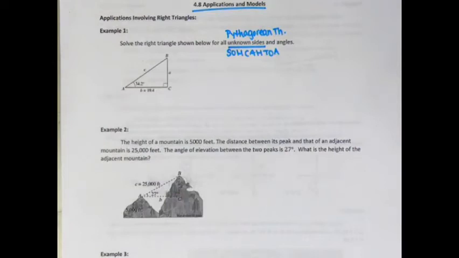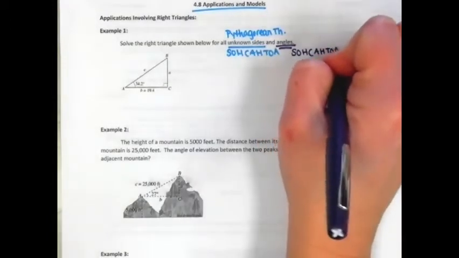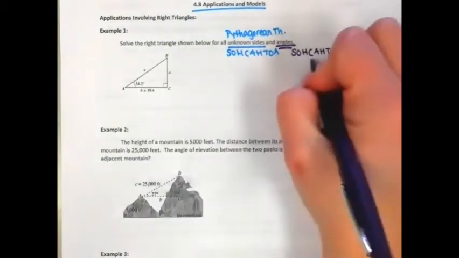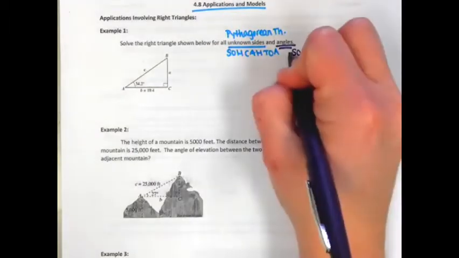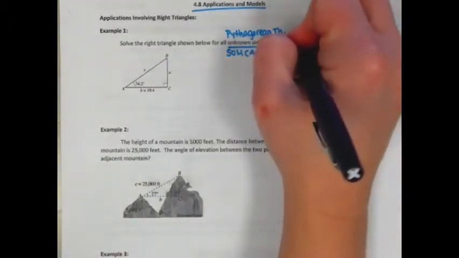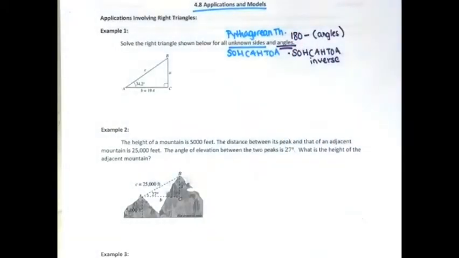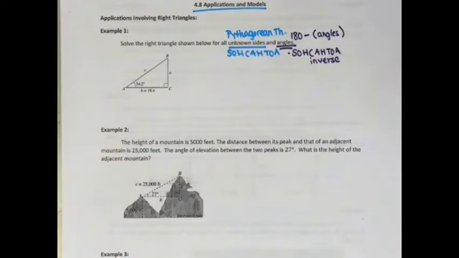Now, before I do that, if I want to find angle measures, what's one way I can find angle measures? SOHCAHTOA again. And how would I apply SOHCAHTOA to angles? The inverse. I'd have to use the inverse that we just talked about in 4.7. What's the other way? It's another way to find missing angle measures of a triangle. 180 minus the other angles, right? Yeah.